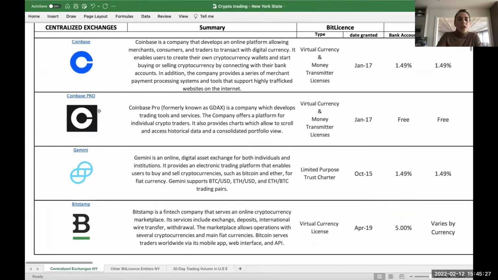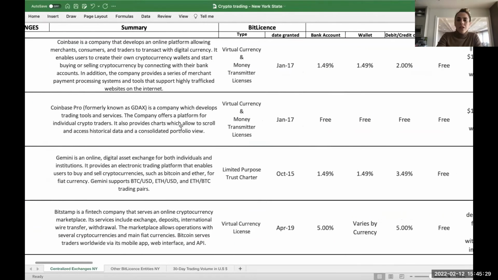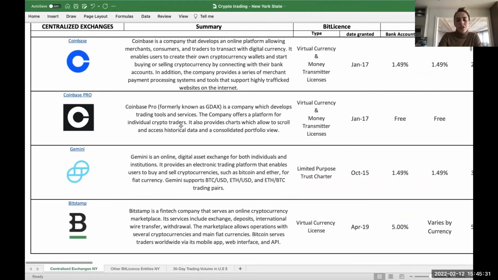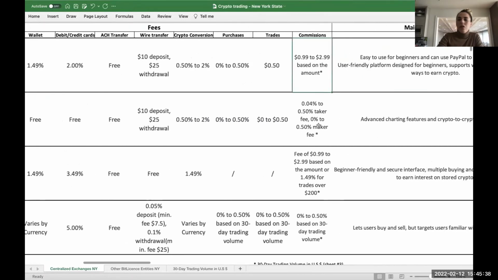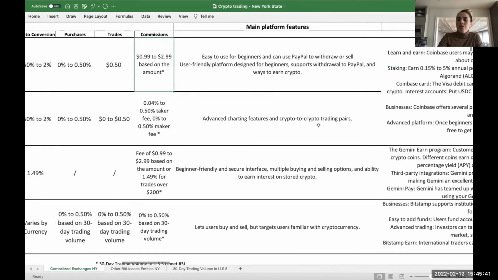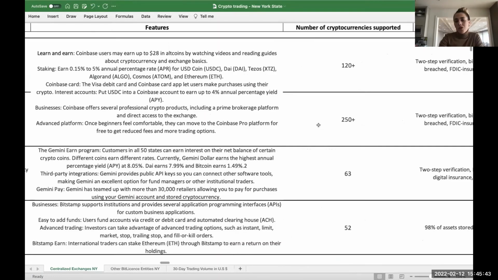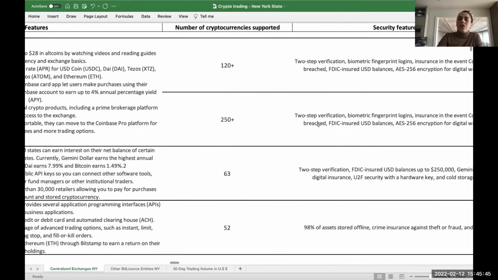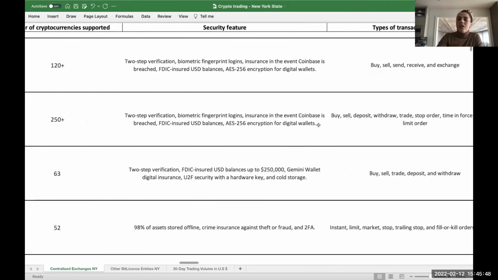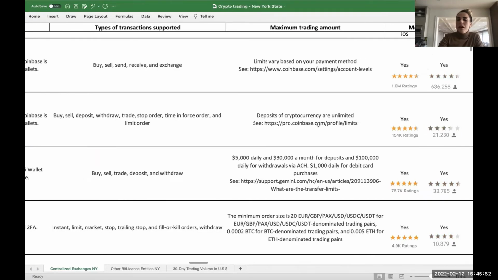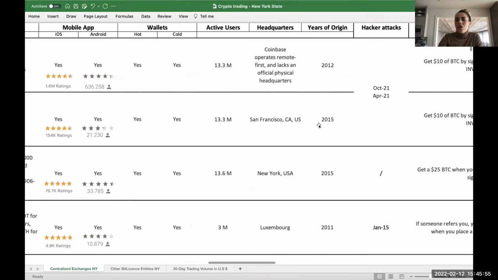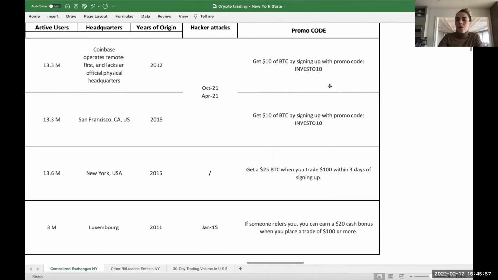So you have all the information that you need once you decide to start trading with crypto. You have a summary, BitLicense, breakdown of fees, and main platform features in more detail. Then you have the number of cryptocurrencies supported, security features, types of transactions supported, maximum trading amount, etc. Also, you can find promo codes for all 4 apps.